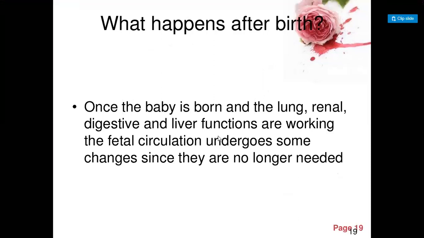So what happened after birth? What we have seen, the foramen ovale, is it continuous throughout life? No. Whatever changes are present in the fetal circulation are not seen in adult life. Once the baby is born and the lung, renal, digestive system and liver functions are working, the fetal circulation undergoes some changes since they are no longer needed.